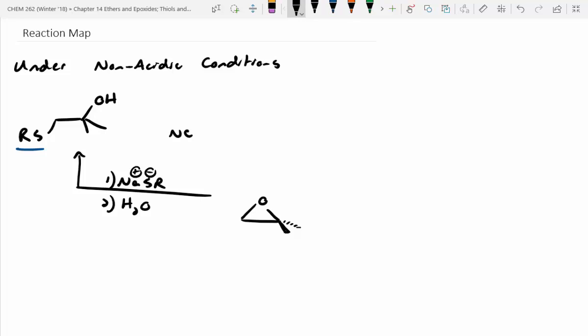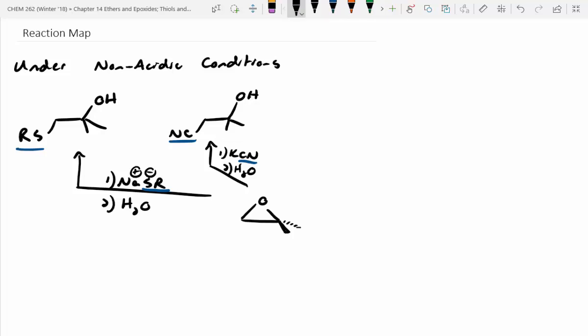Alternatively, we can install a nitrile. However, this one requires a little bit more lab safety. In this case, we would need a strong nucleophile. So in this case, most people would use potassium cyanide, super duper toxic, not the most environmentally friendly reagent, followed by H2O. And just like this one, we swapped out this sulfur onto the epoxide. This time, your cyanide is actually going to attach directly on.